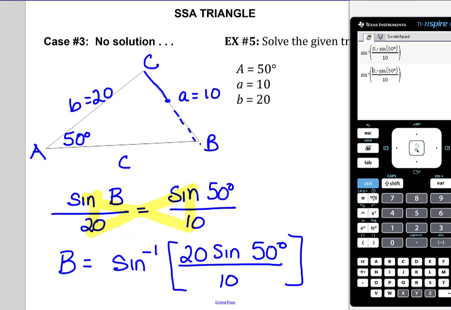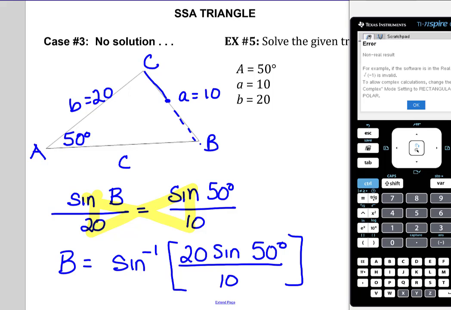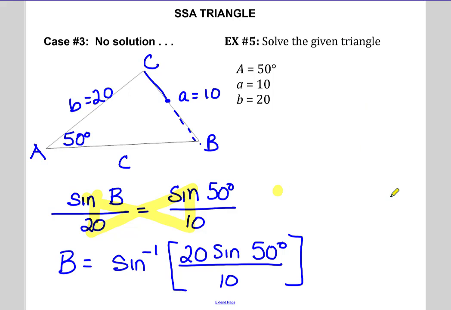I need a 20. Okay. And you can see that the Inspire says you've got a non-real result. It's not valid for the square root of a negative number. And that's how I know that there's no triangle possible in this case. So when I get some kind of a domain error, then I know that no triangle can be formed. So no triangle possible here. It told me that I had a non-real result.